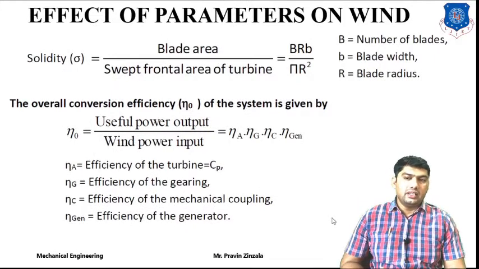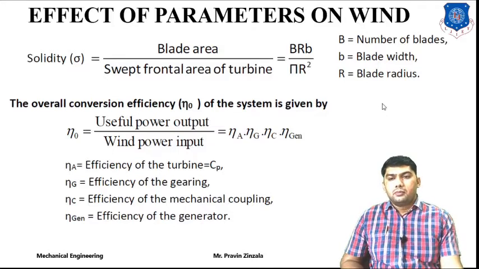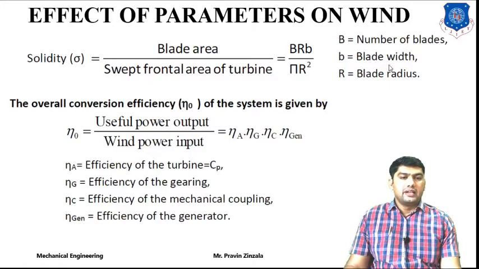Now we will discuss the various parameter effects on wind power generation, or basic terminology related to the wind turbine system, like the horizontal and vertical axis wind turbine. First is solidity. It is the ratio of blade area to the swept frontal area of the wind turbine, that is, B times b divided by pi r squared. B is equal to the number of blades, small b is the blade width, and r is the blade radius. So solidity is the ratio of blade area to the swept frontal area of the turbine.